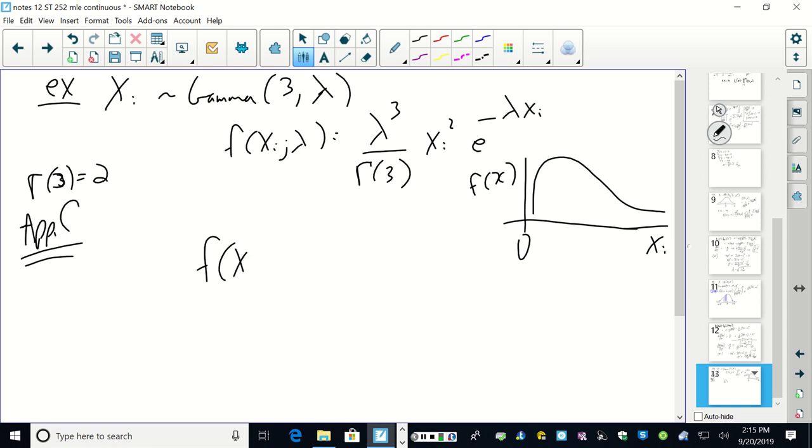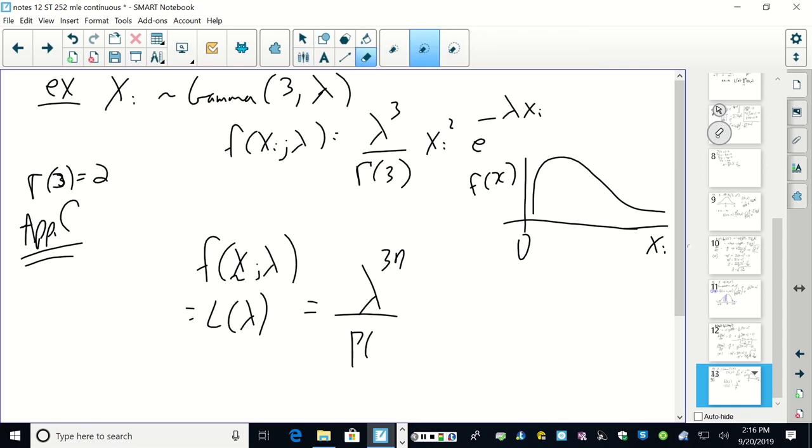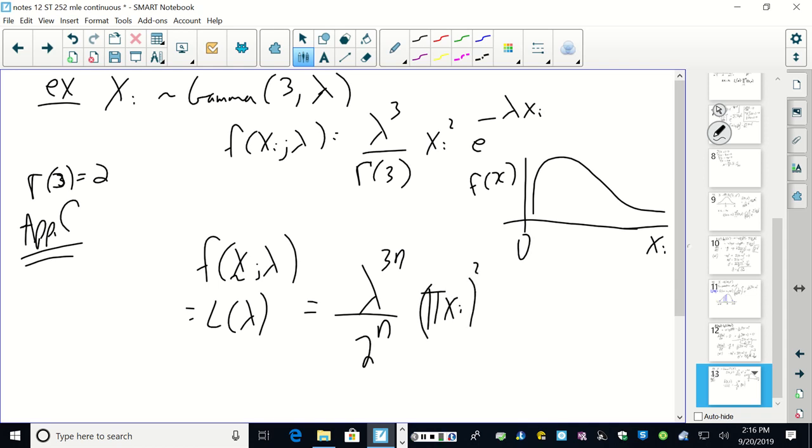So the joint density for lambda, that will be our likelihood, is the product of this thing over n times. So you'll get a lambda to the 3n, gamma of 3, which is 2, so I'll just make it 2 to the n. Now inside here, there's a product. Every xi is raised to the squared power. So that's a little different. And there's an e to the negative lambda, the sum of xi.